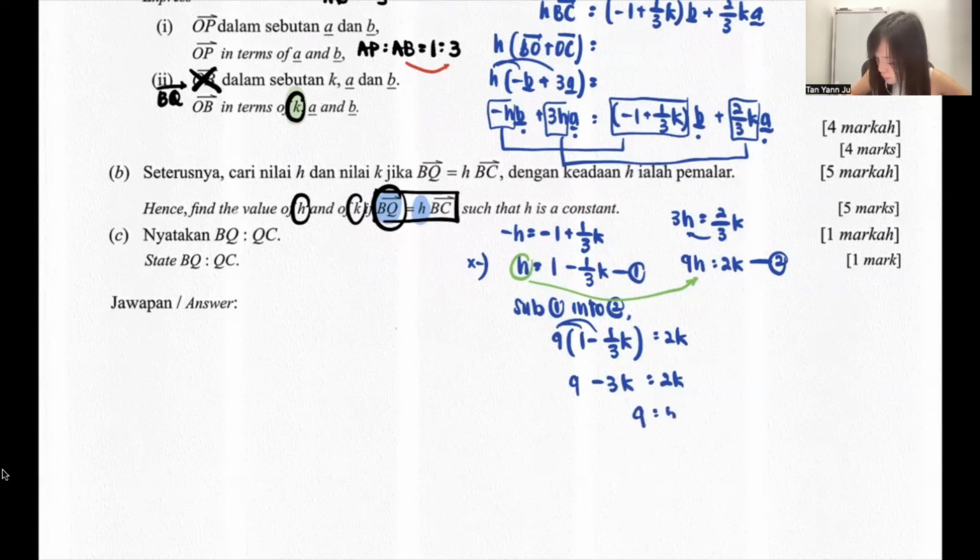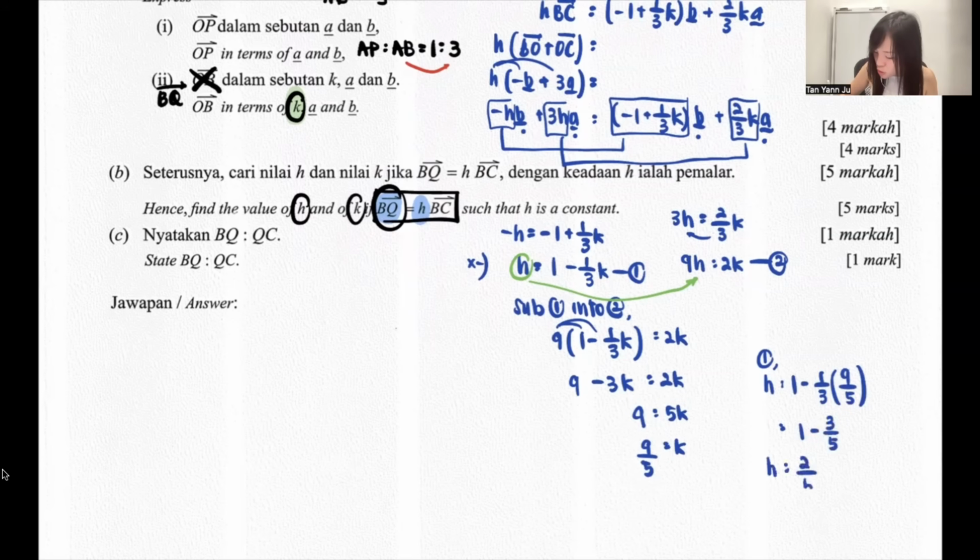So minus 3K, move it over plus 3K. Times 5, move it over, divide by 5. Did you guys get K as 9 over 5? After getting your K, find your H. Substitute inside, isn't it 9 over 5? So 1 minus that, I think 3 over 5. Did you guys get H as 2 over 5?